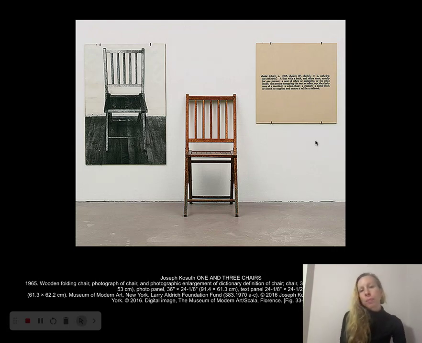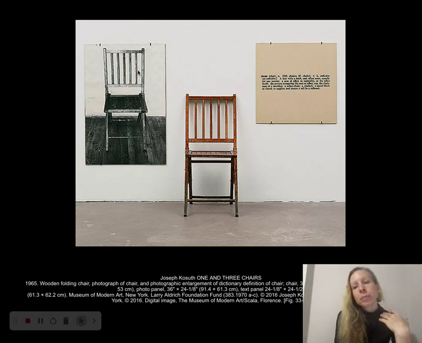All right, and then it's really asking, what is art? So we know what the definition of a chair is, and then here it is put on a wall. So is that something that's just a narrative explaining what the other objects are, or is this art itself?